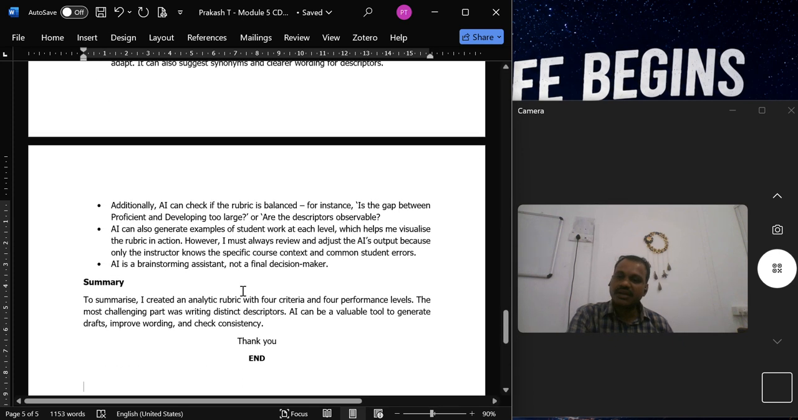To summarize, I created analytical rubrics with 4 criteria and 4 performance levels. The most challenging part was writing the distinct descriptors. AI can be a valuable tool to generate drafts, improve wording, and check consistency. So finally, AI is a brainstorming assistant, not a final decision maker.